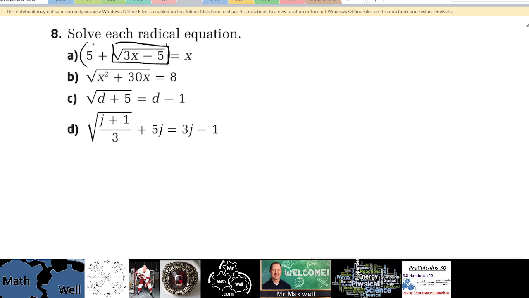So what I'm suggesting is getting rid of this 5, by subtracting 5 from both sides. So you're going to end up with root 3x minus 5 all by itself on the left, and then you're going to have x minus 5. Okay? So when you get the radical all by itself on one side, that's a good time to square both sides. So I'm going to now square both sides, remembering that when you square a root, that's just 3x minus 5. Whatever's underneath there is now liberated from that.